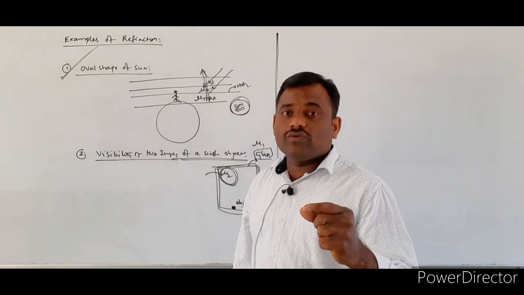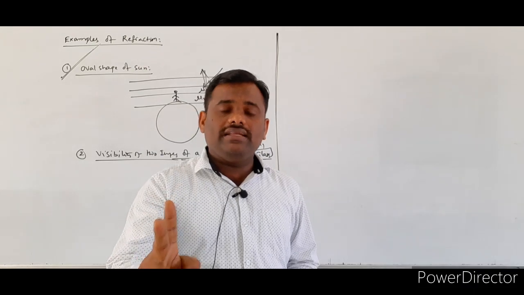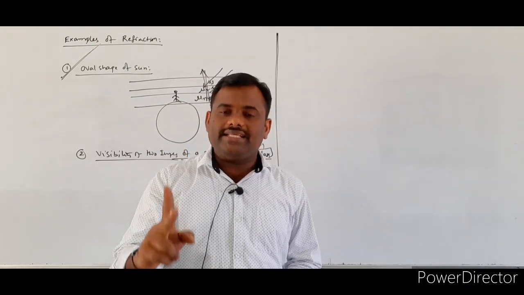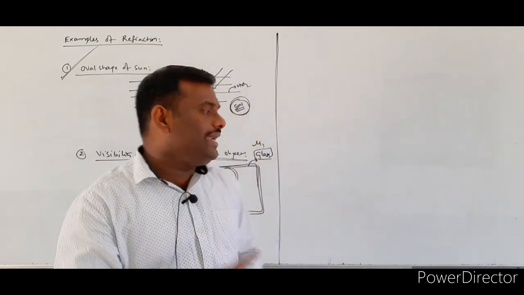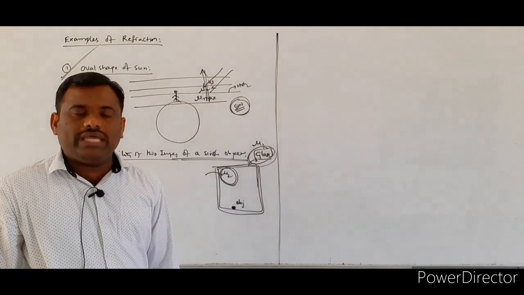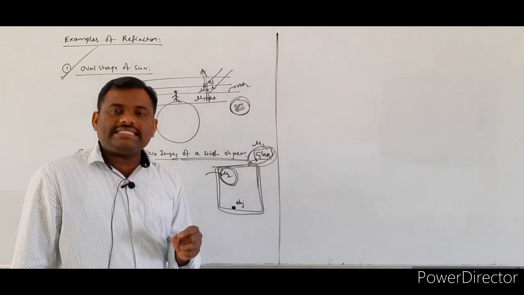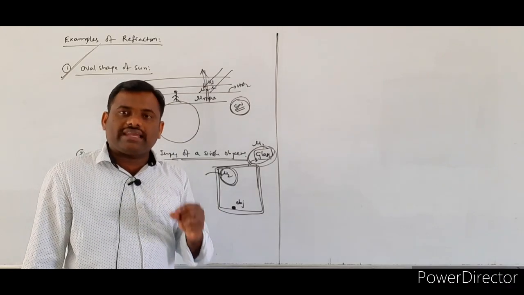Whenever you are looking towards the object, your eye will be receiving two different refracted light rays. One of the refracted light rays will be due to the glass medium, and the other refracted light ray will be due to the liquid. Here you find two different refracted light rays.